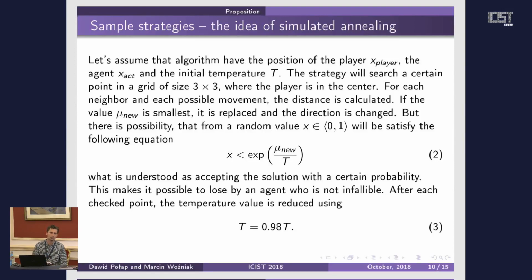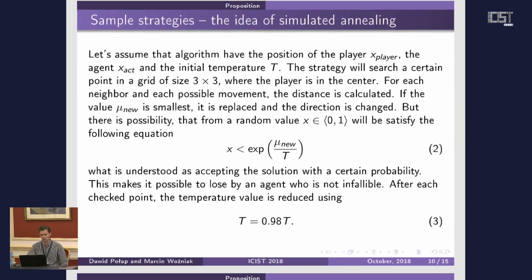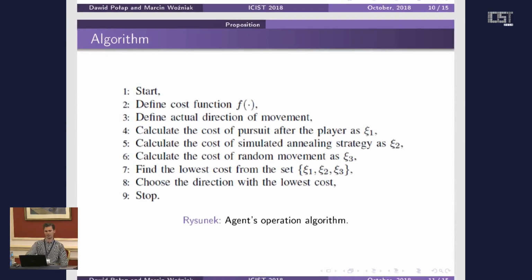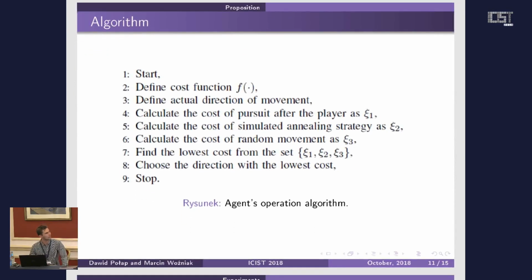During this algorithm, we have some iterations. In our research, we use 100 iterations, where the temperature becomes smaller with each iteration, and the equation for decreasing this temperature is equation 3. Moving forward, our algorithm is quite simple. It can be understood with this pseudocode.